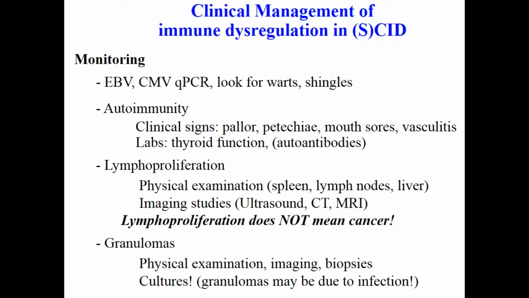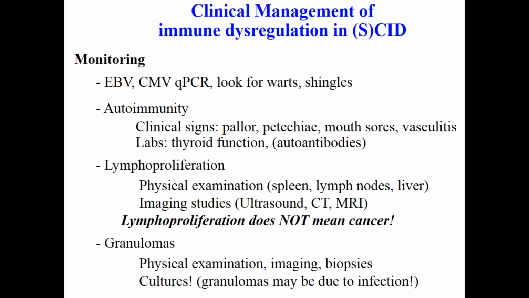For autoimmunity, we diagnose anemia, of course, by looking at pallor. Patients who have ITP will develop petechiae. Patients with low neutrophils will have mouth sores. Vasculitis is obviously a sign of autoimmunity. I mentioned that autoimmune hypothyroidism is very common, and so we look at thyroid function, thyroid hormone levels, the thyroid-stimulating hormone, as well as autoantibodies to the thyroid. Lymphoproliferation is assessed by physical examination, looking at the spleen, lymph nodes, and liver, but also with proper imaging studies. Keep in mind, lymphoproliferation does not mean cancer. Many of these patients have lymphoproliferation. You do need to rule out cancer, but lymphoproliferation most of the time is not cancer in these conditions.